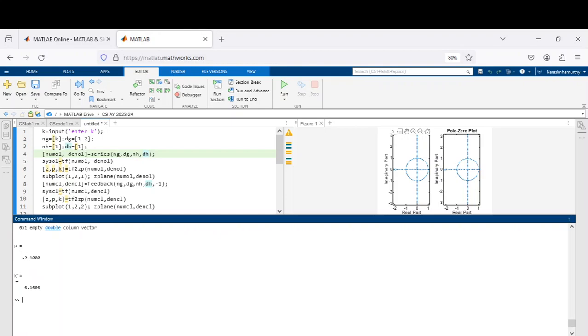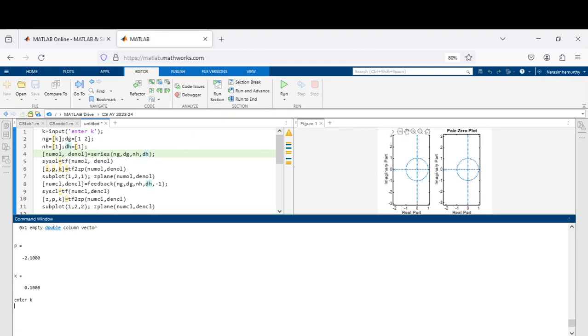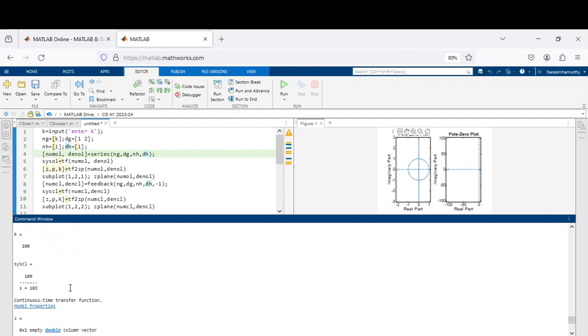So as the value of k changes, earlier the pole was at minus 2, now it has moved to minus 2 point something. Now let me give another value of k, like 100. If I give the value of k as 100, you can see the pole, which was at minus 2 in the open loop, has now moved to minus 102.